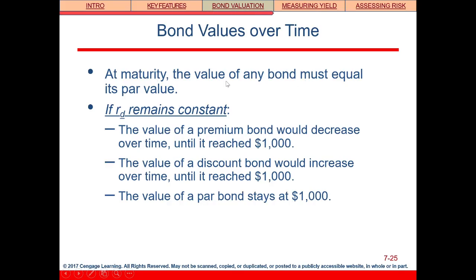So basically, this is a summary of what it shows in that graph. At maturity, the value of any bond must equal its par value. And if the market interest rate, the discount interest rate, remains constant, then the value of a premium bond would decrease over time until it reaches its face value, $1,000. And the value of a discount bond would increase over time until it reaches its face value, $1,000. And the value of a par bond stays at $1,000.